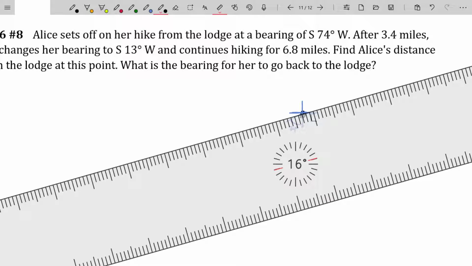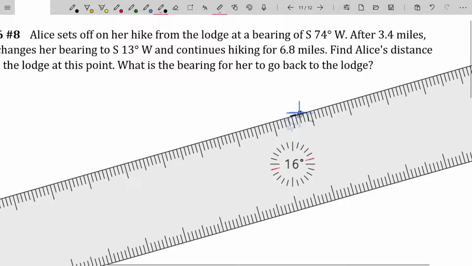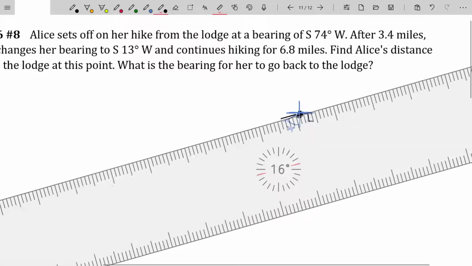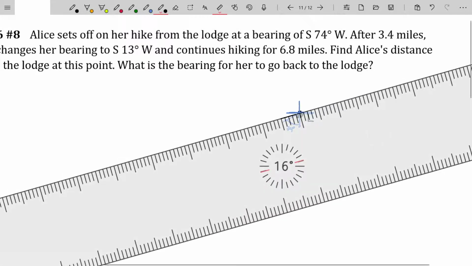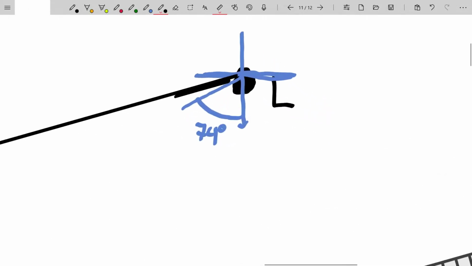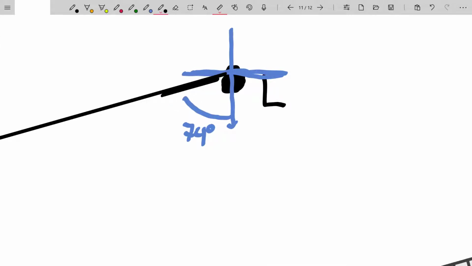She only goes 3.4 miles along here. So let me move this here, and I'm going to use the ruler to guide me a little bit. So I want 1, 2, 3, and a little bit more. Okay, so we're just going to say that's a distance of 3.4 miles. I'm going to zoom in here, erase that, and extend my angle a little bit. There's 74 degrees.